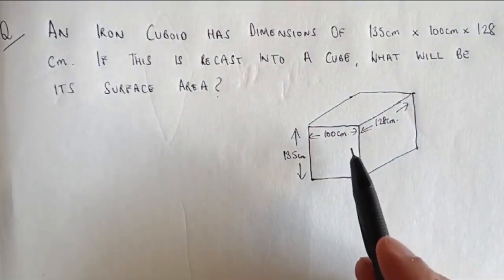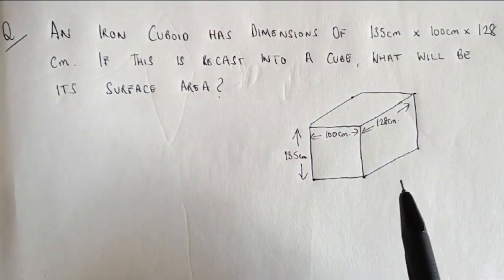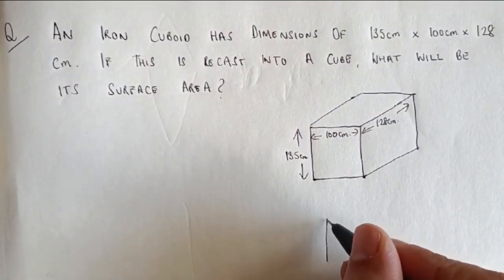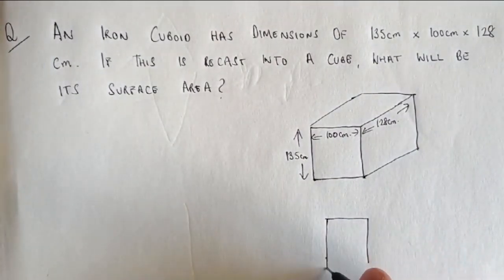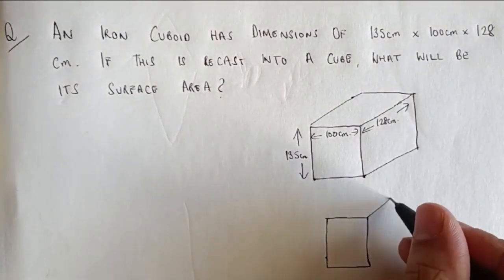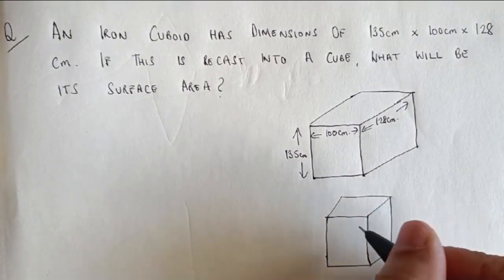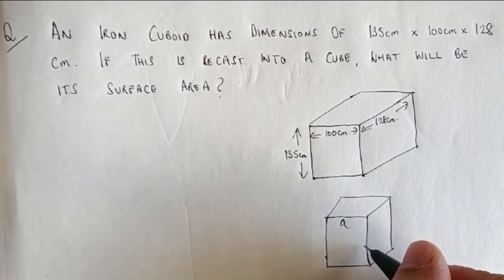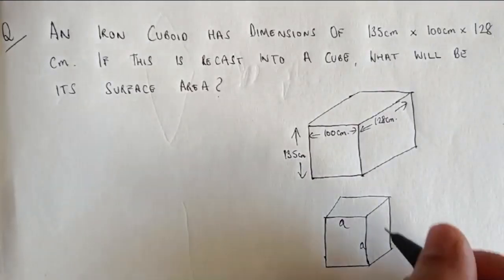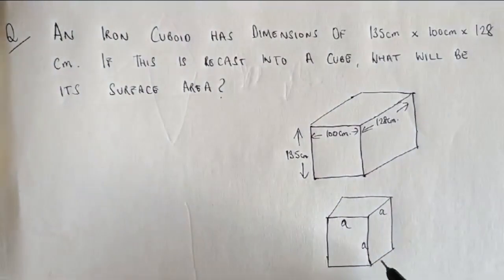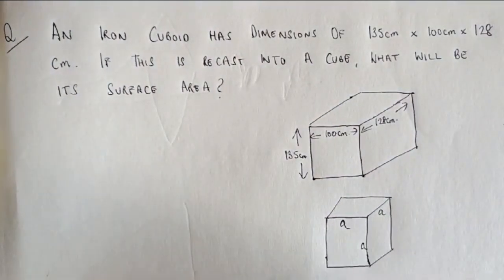Now if this is recast into a cube, what will be the surface area of the cube? Now a cube is like this. All the sides of a cube are equal, so let's call each side A. If this gets recast into this, what will be the surface area of the cube?